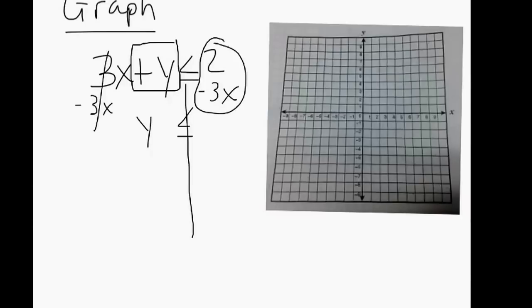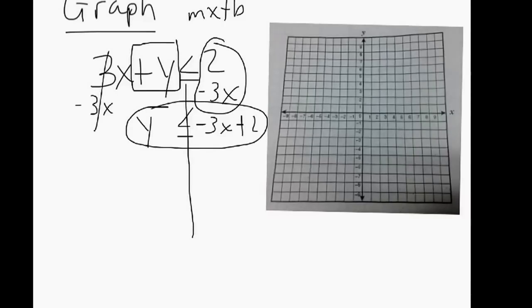This cannot be combined. I'm going to write it out in mx plus b form. So that's negative 3x plus 2, mx plus b. There's a 1 out here, so I would divide by 1, so nothing changes on that. That is ready to be graphed.